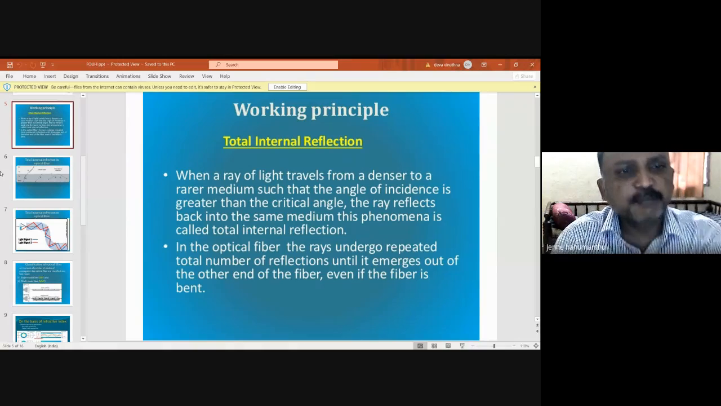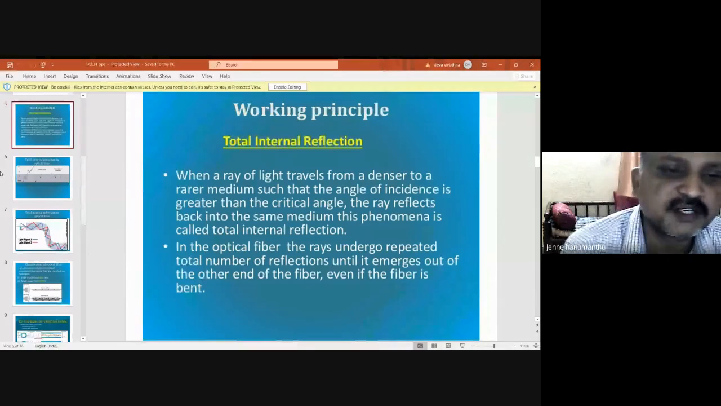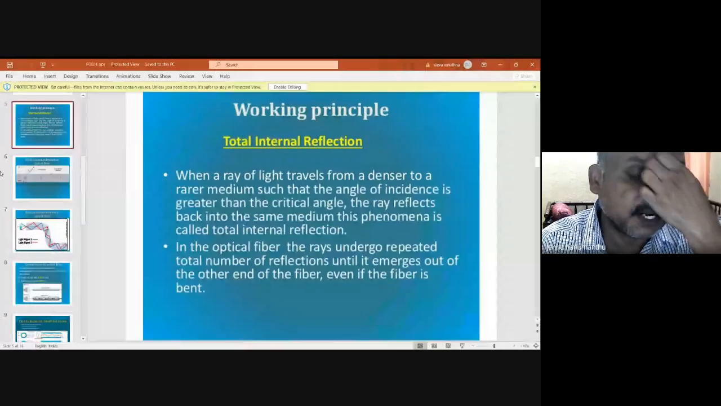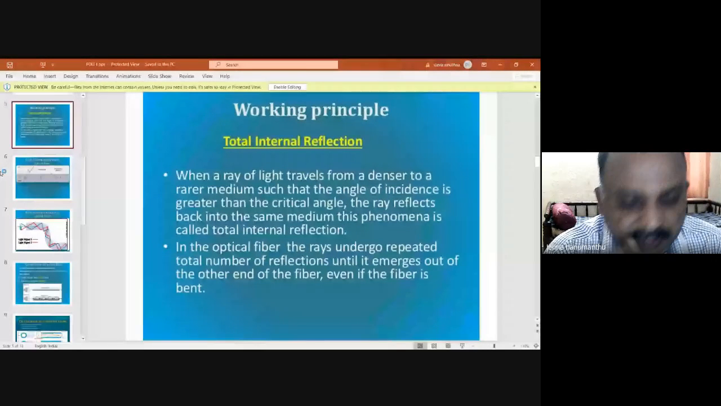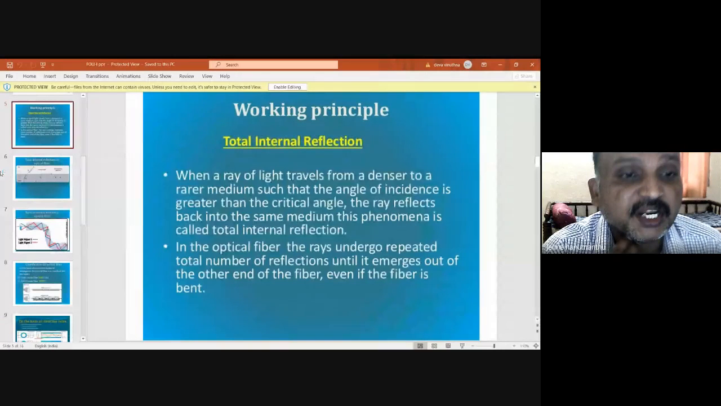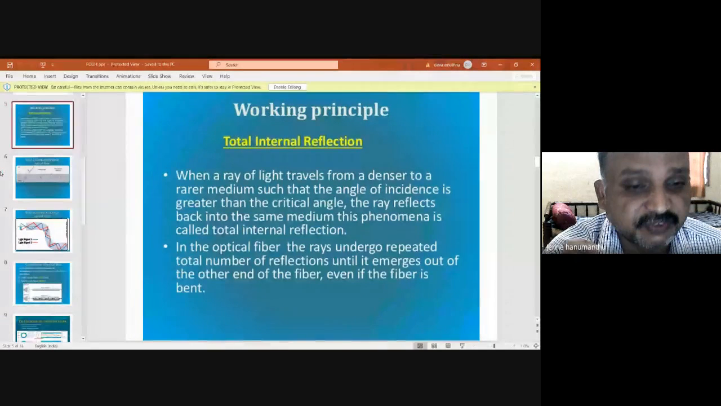Next, working principle. Working principle means, see how this fiber will be useful in communication. This fiber is useful in communication because of the basic principle, total internal reflection. This is very important. Listen carefully. What is total internal reflection?